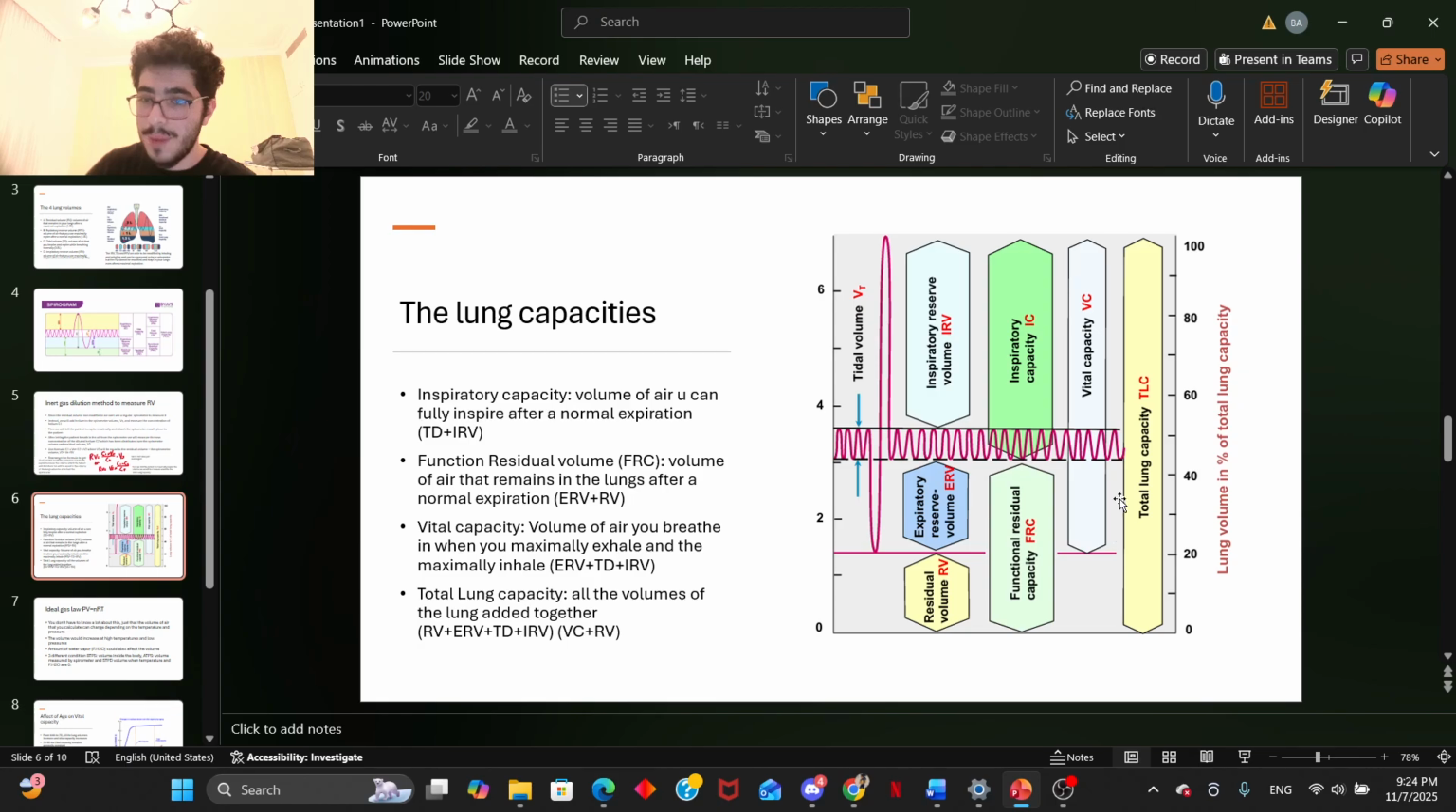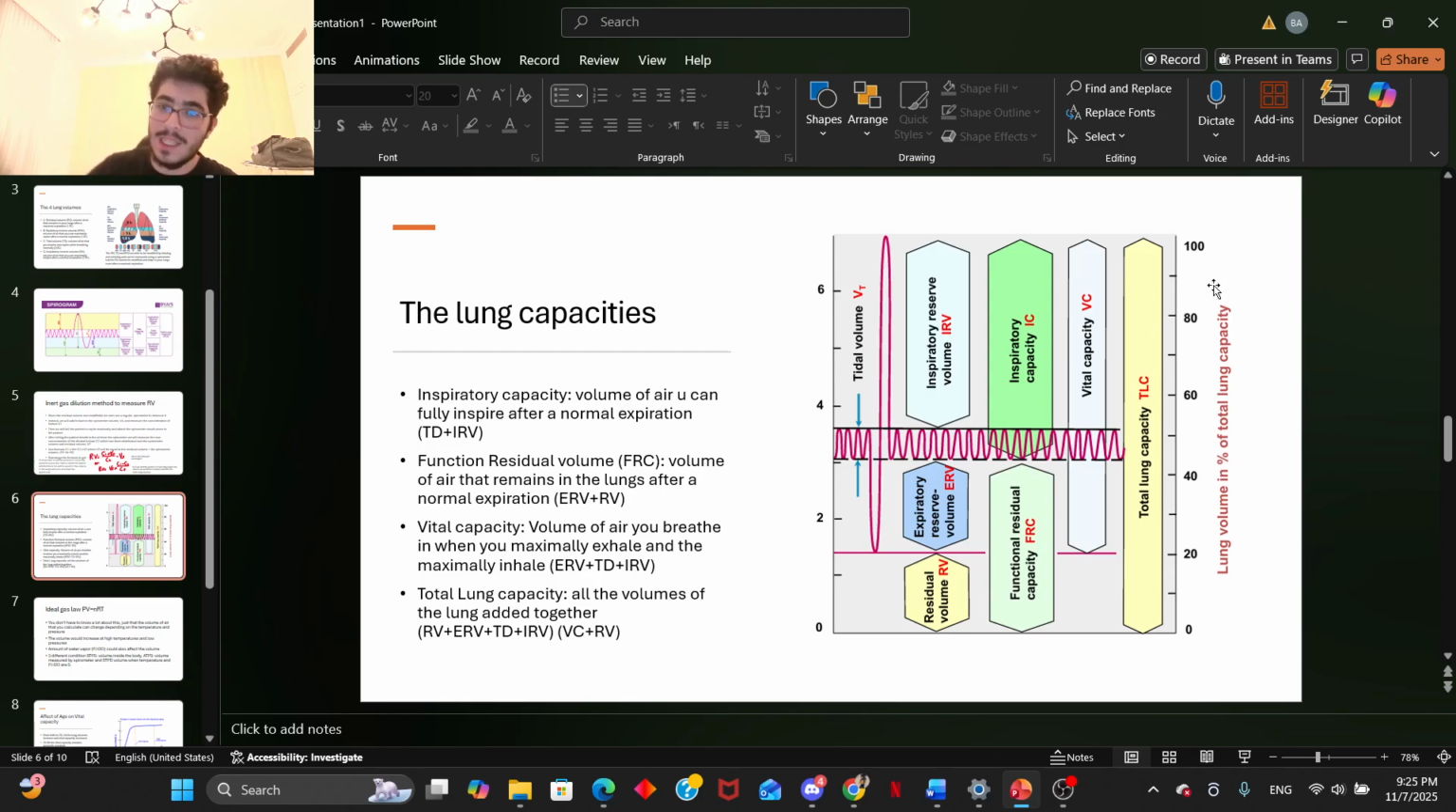Next, we have the vital capacity. The vital capacity is the volume of air that you inhale after forcefully exhaling. Not all the air is exhaled, obviously, because the residual volume remains, but it's not part of the vital capacity. When you exhale maximally and then inhale maximally, that volume of air you inhaled is the vital capacity, and it's equal to the expiratory reserve volume plus the tidal volume plus the inspiratory reserve volume.